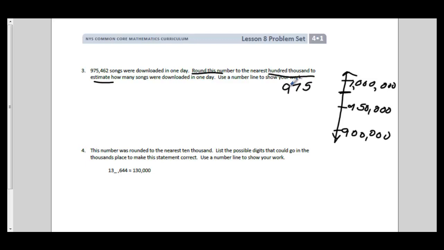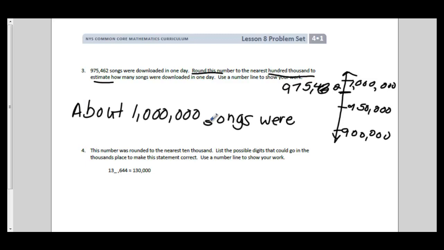And 975,462 would actually be in the upper part of my number line. Excuse that mess right there. So I can tell by my number line that it's nearer to 1,000,000. So I'm going to use the word about to show that this is an estimate. About 1,000,000 songs were downloaded. And I could go ahead and add in one day, but I don't have to.